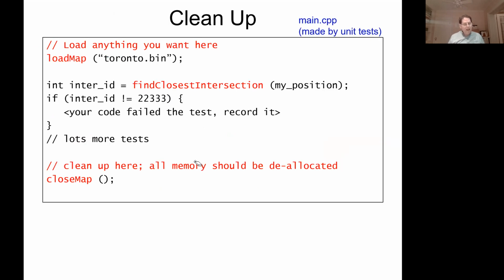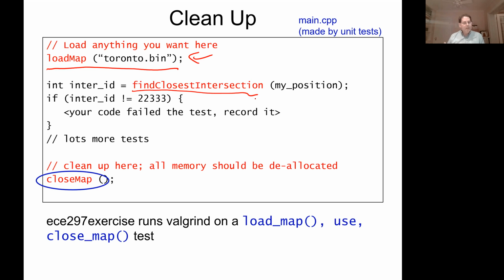We have load map. That's where we can make this faster. Remember I told you that the unit tests are going to call load map before they call any of your other functions. So we call load map, you write this code, you do whatever you want there, and then we're going to call, I've changed now to find closest intersection, but it's the same idea for all of your functions. And then we're going to close map at the end.